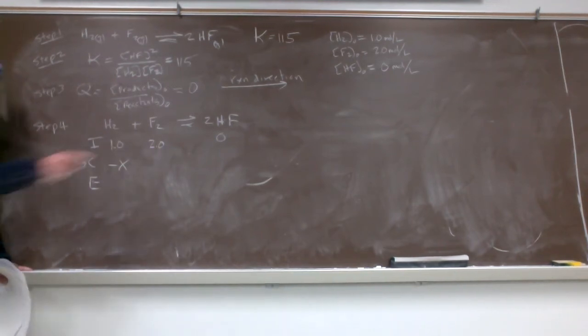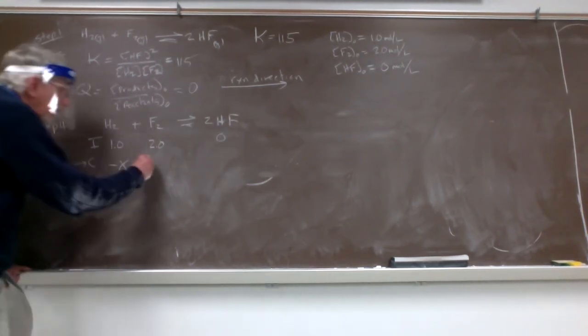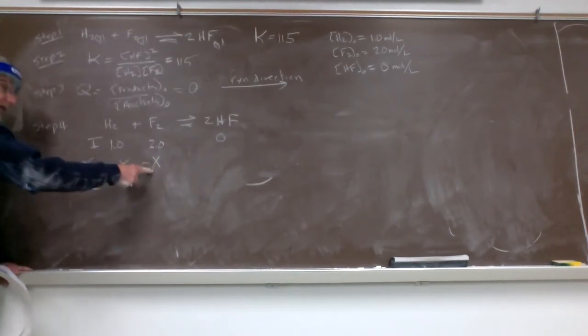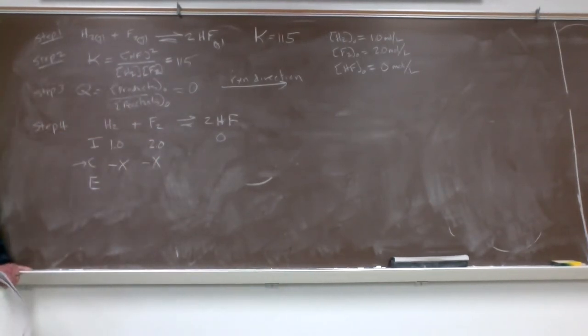Right. Okay, so what is the change in concentration for the F2? Negative X. That means that X moles per liter of the fluorine has to be consumed for the system to get to equilibrium. The minus is telling us it's being consumed. The X is the quantity, the amount in moles per liter of that component that has to be consumed.